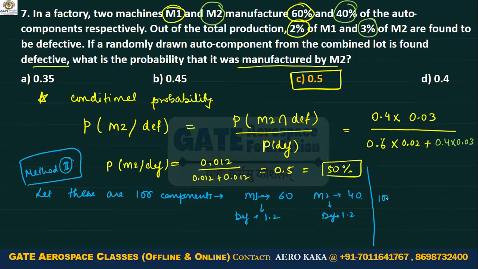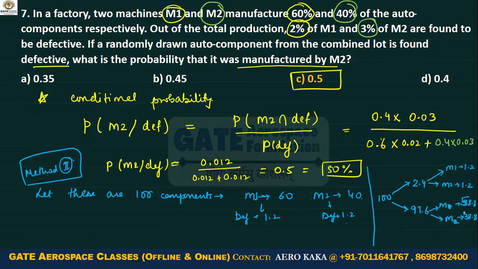So I can simply write down 100, out of which, if you see, 1.2 from M1 and 1.2 from M2, total 2.4 are defective. And that basically makes your 97.6 non-defective. Now, out of this, from machine 1 it's 1.2, from machine 2 it's 1.2. If you talk about non-defective, we can also find out that quantity. Sorry, machine 1, it's going to be 58.8 and 38.8 in machine 2.